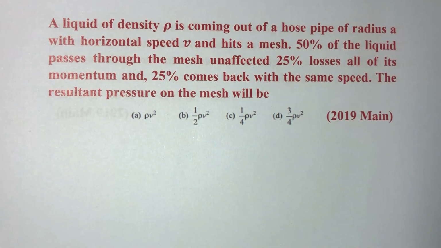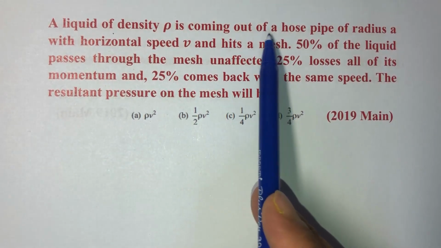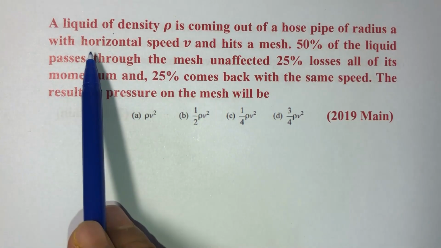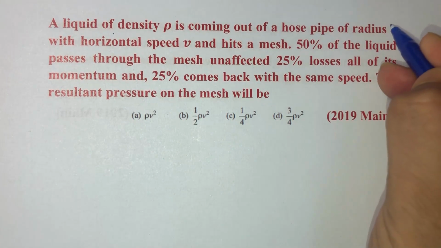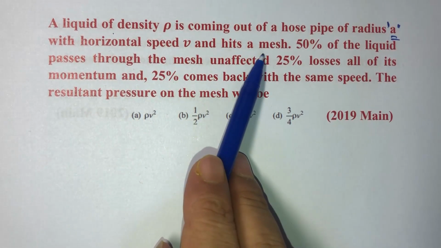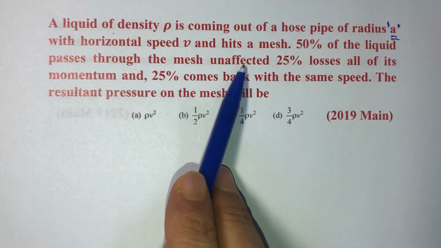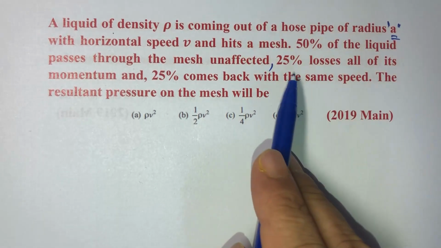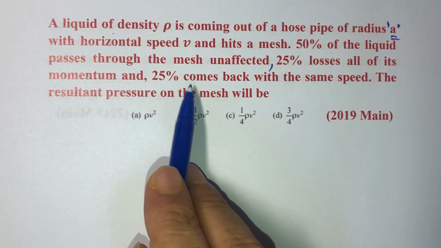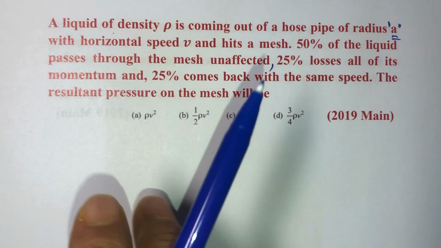Hello friends, today's question. A liquid of density rho is coming out of a hose pipe of radius a, with horizontal speed v, and hits a mesh. 50% of the liquid passes through the mesh unaffected. 25% loses all of its momentum, and 25% comes back with the same speed. The resultant pressure on the mesh will be.